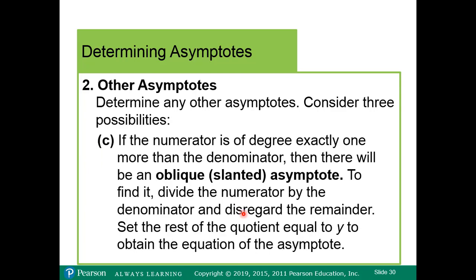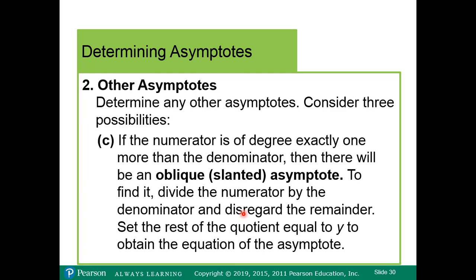And then the third thing is, if the degree of the numerator is exactly 1 more than the degree of the denominator, then there's going to be a slanted asymptote. And in order to find it, we're going to have to divide the numerator by the denominator and then disregard the remainder. And so what we do is set the rest of the quotient equal to y to obtain the equation of the asymptote.